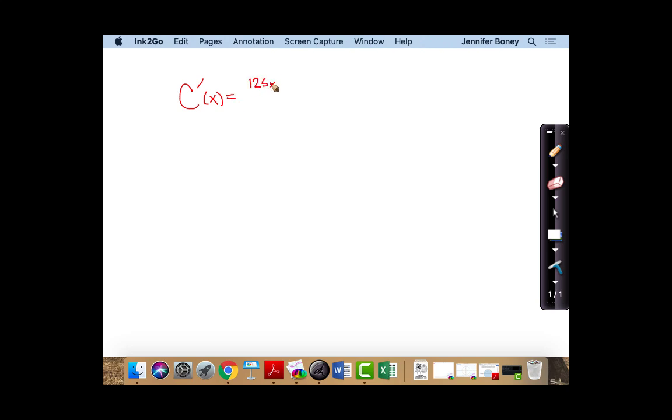For derivative finding equal to 0 purposes, let's see if I can remember what I had here. 125x over that square root, 650 squared plus x squared, all minus 75. So that was our derivative.